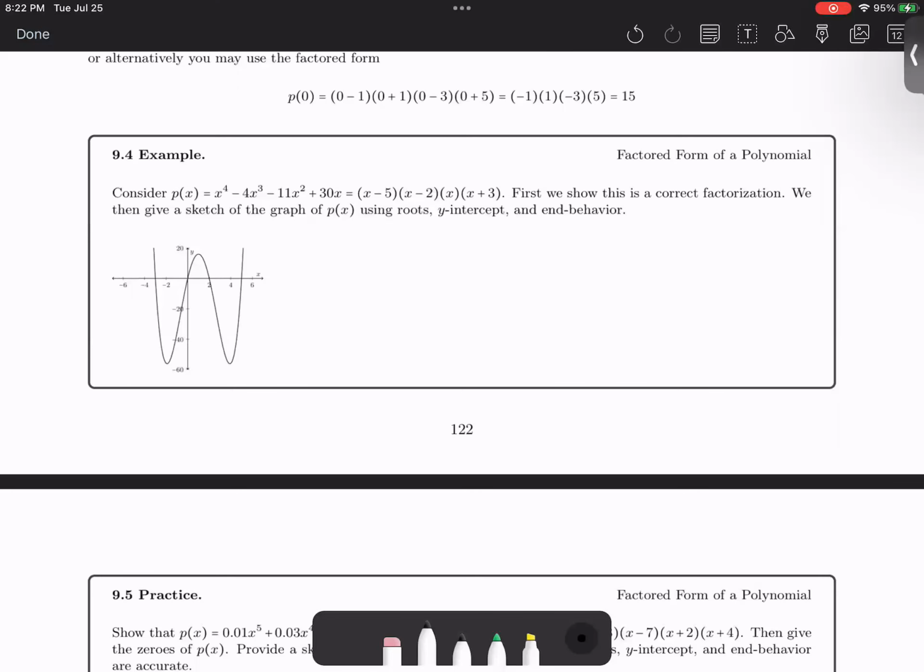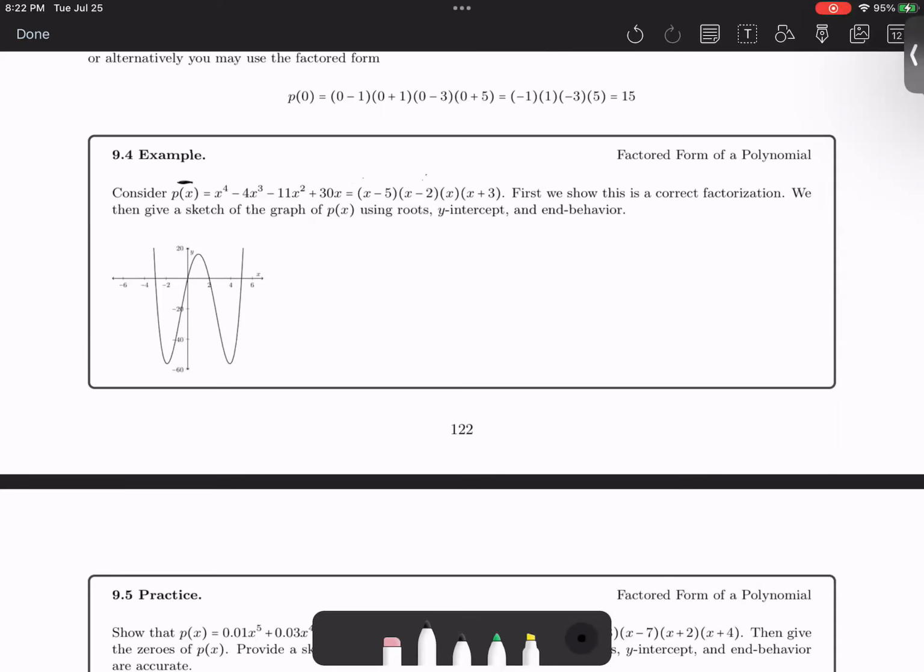Let's graph a polynomial given its factored form. So its factored form, again, is so nice because I can immediately see the zeros of the polynomial. Let's double check that this equal sign is true, though. Here I have p of x, which is a fourth degree polynomial. And here I see 1, 2, 3, 4 factors. So that checks out. Right?